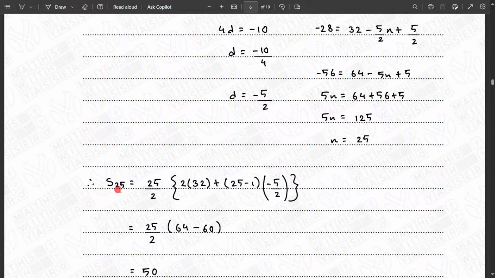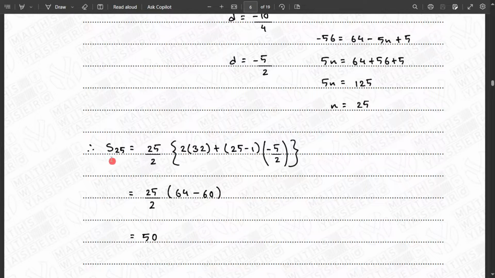So sum of 25 terms should be 25 over 2 within brackets 2a plus n minus 1 times d, where a is 32 and d is negative 5 over 2. Simplifying it, we will get 25 over 2, and 32 times 2 is 64, minus this will give you 60. So sum of 25 terms should be 50.